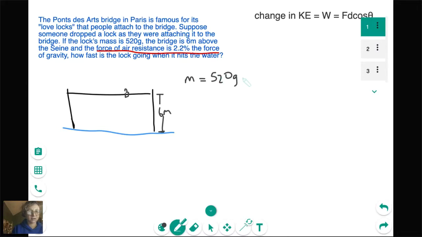This drawing is very slow. We know we're going to need to use kilograms, so I'm just going to say 0.52 kilograms. Just get that out of the way. And don't fall for the small trick of units of measurement conversions. Hopefully that's one you would spot. A 520 kilogram lock would be a pretty heavy lock. I don't know who would be carrying that around on the bridge.